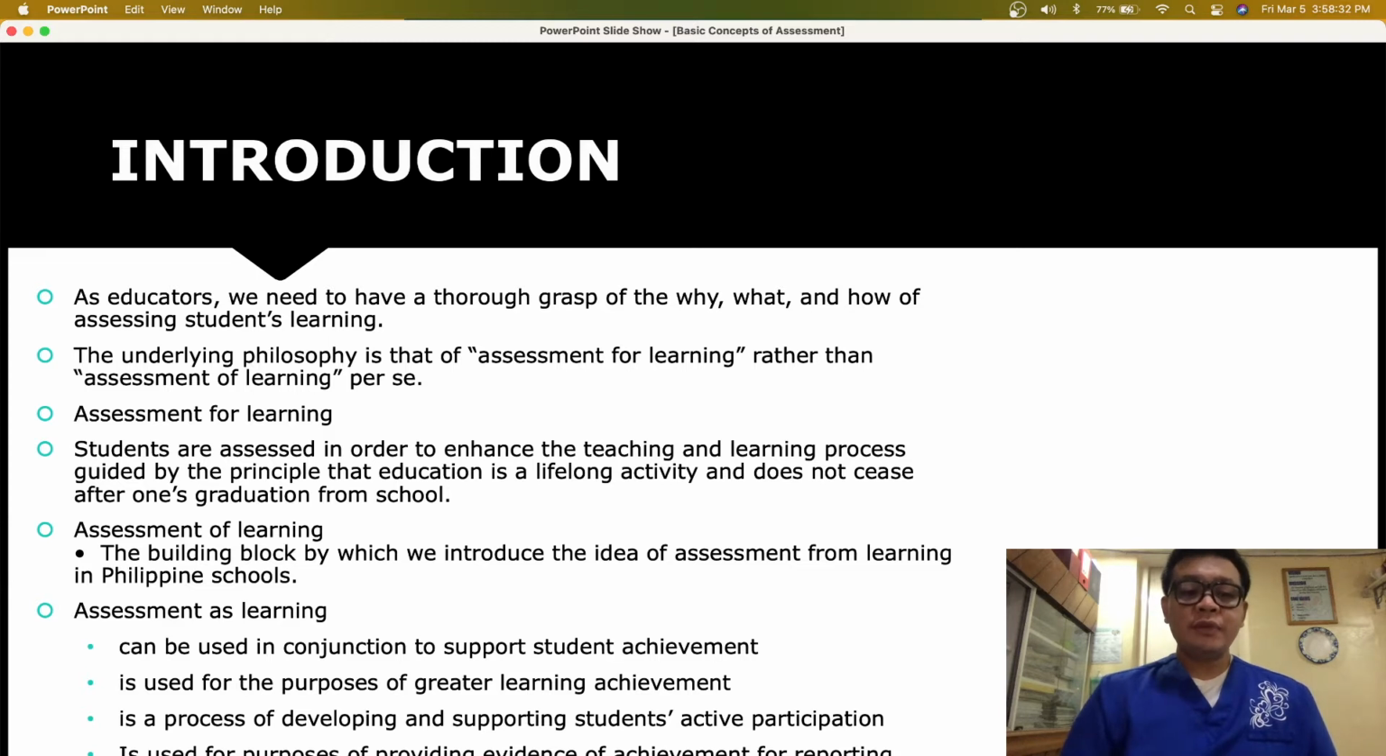Assessment of learning is certainly the building block by which we introduce the ideas of assessment for learning in Philippine schools. And assessment as learning can be used in conjunction to support student achievement, is used for the purpose of greater learning achievement, is a process of developing and supporting students' active participation, and is used for the purpose of providing evidence of achievement for reporting.